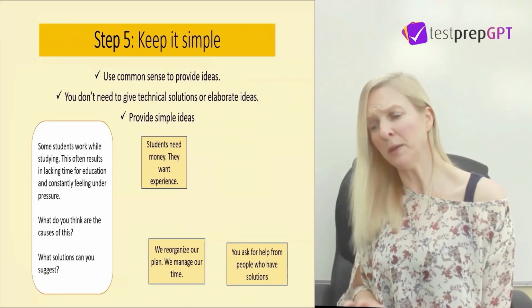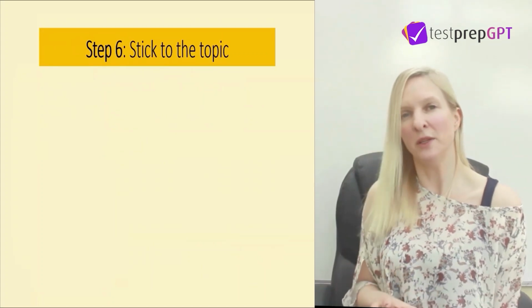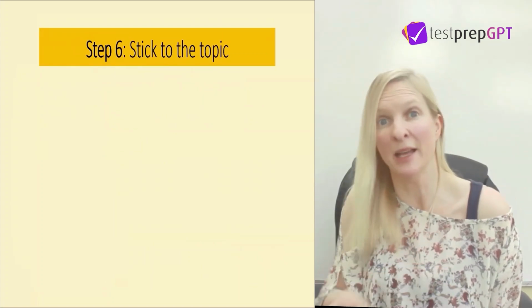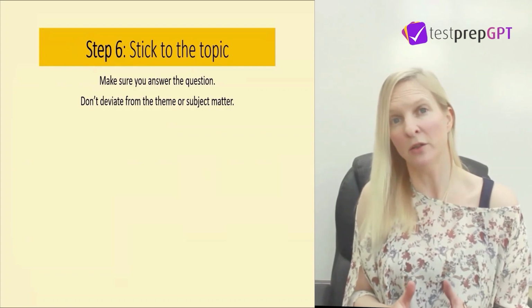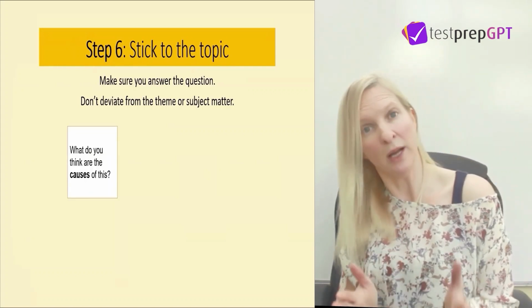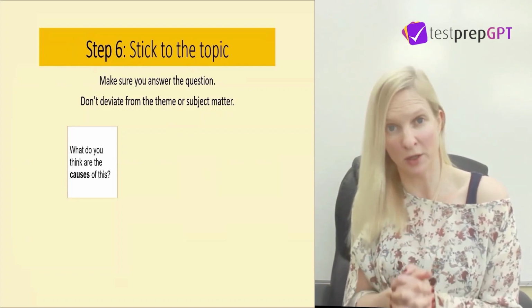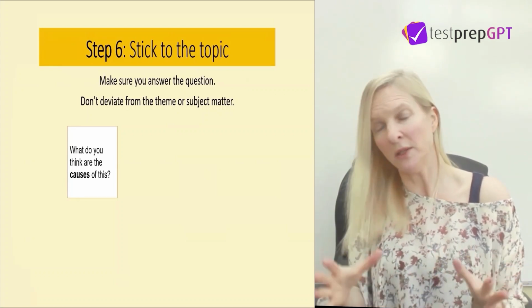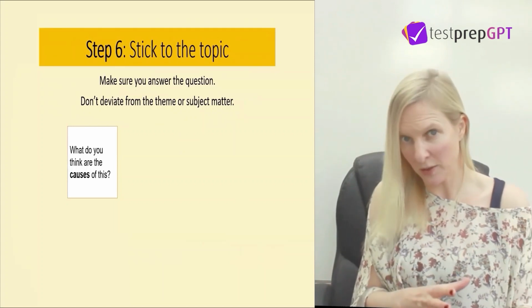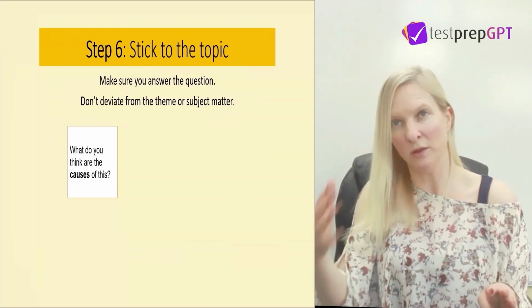Now, step number 6, stick to the topic. Try not to deviate. In fact, don't deviate at all. Be very logical and be very specific in answering the question. Why? Because task achievement is 25% mark of your answer. So don't deviate. Stick to the topic of students who don't have time and are under pressure, and don't go into other topics. Keep to it.